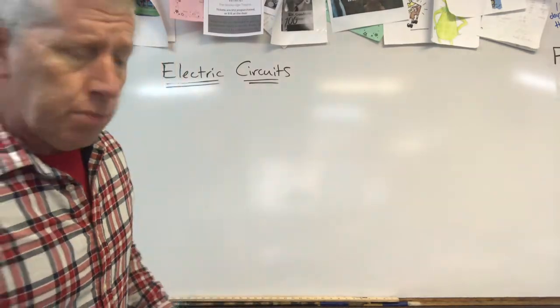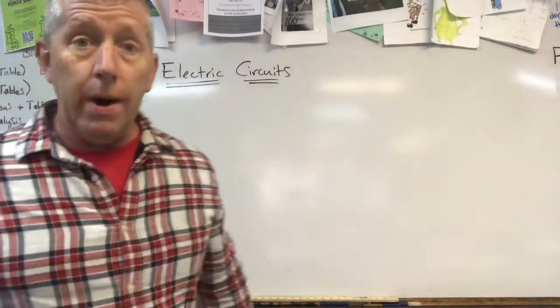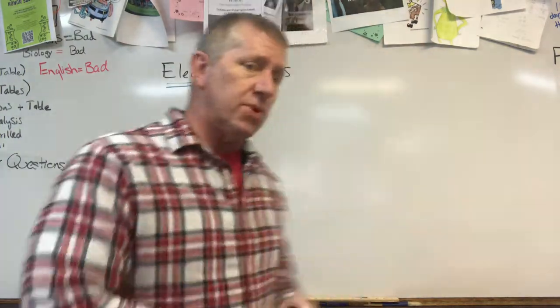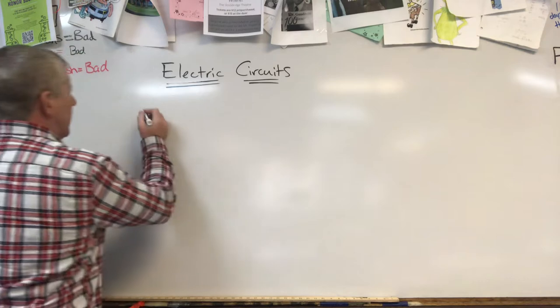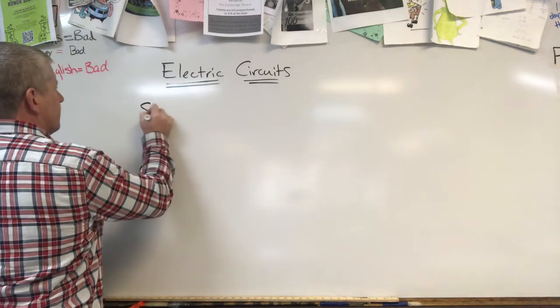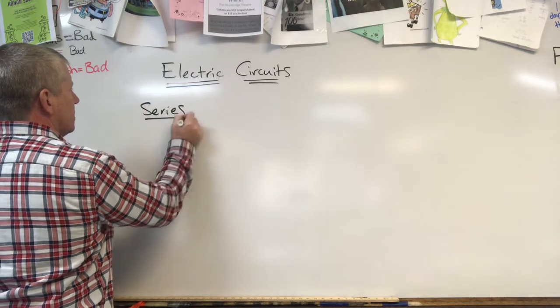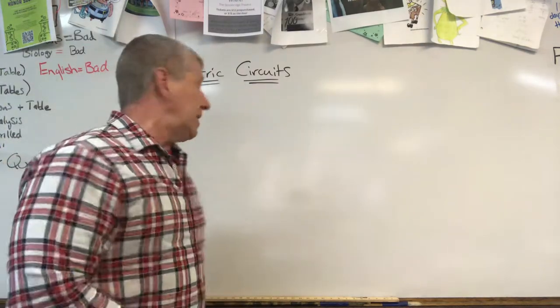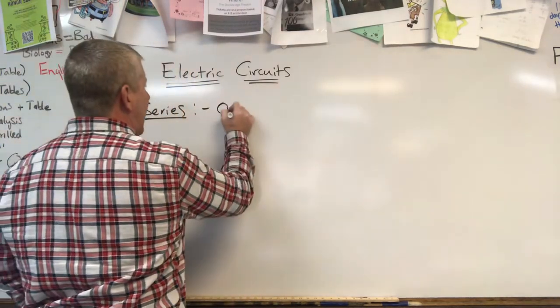We have two basic kinds of circuits I'll draw here. One is a series circuit, and one is a parallel circuit. A series circuit, parallel circuit. Okay, start with a series circuit. Series means everything's in one line. In fact, series means one path.